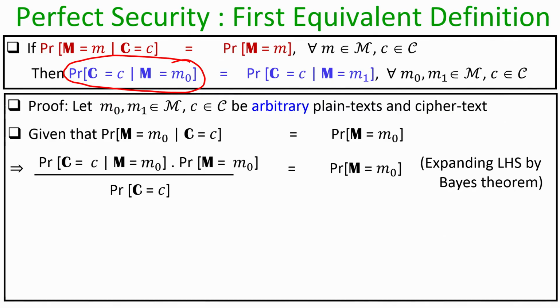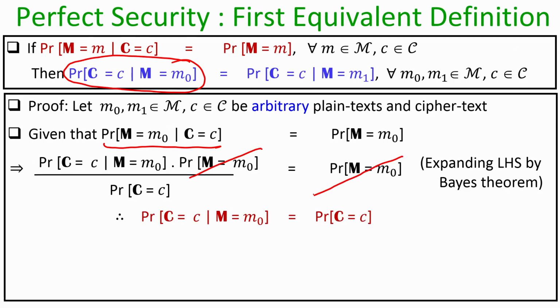Now, I am going to expand my LHS using Bayes theorem, where I am just swapping the numerator and the denominator of the conditional probability, and by applying Bayes theorem I get this equality. Now I can cancel out this common term from both the LHS and the RHS, and hence I obtain that the conditional probability that little m0 will lead to an encryption of c is the same as the probability that the ciphertext is little c.